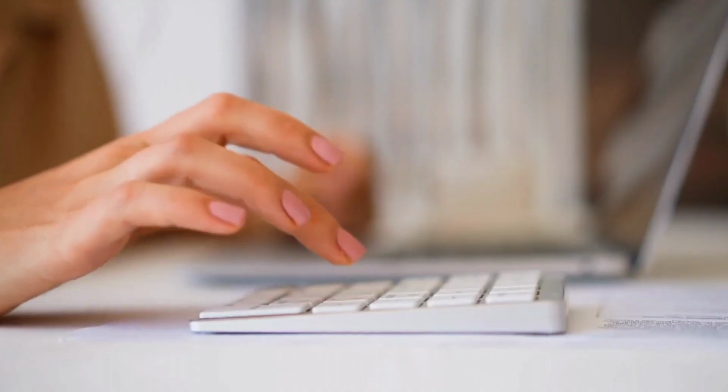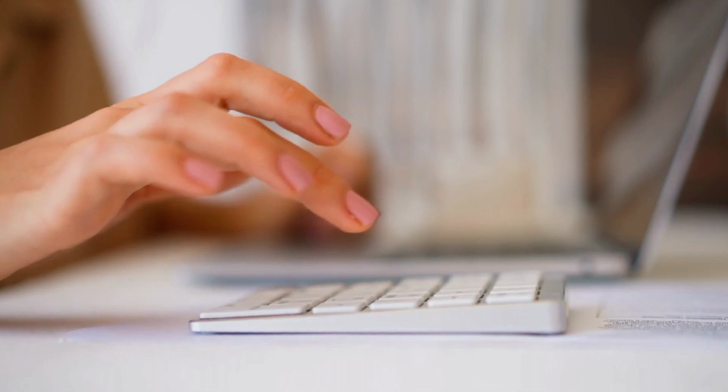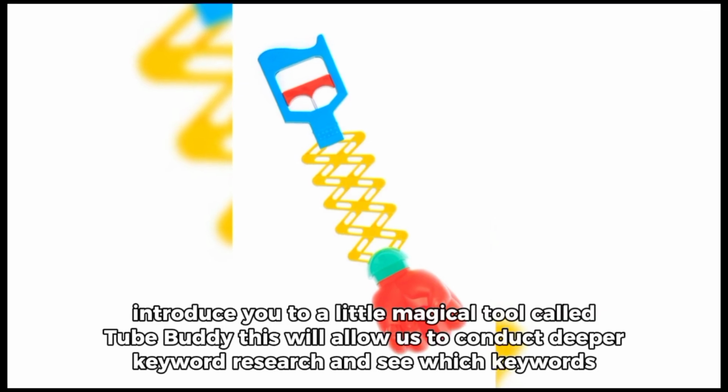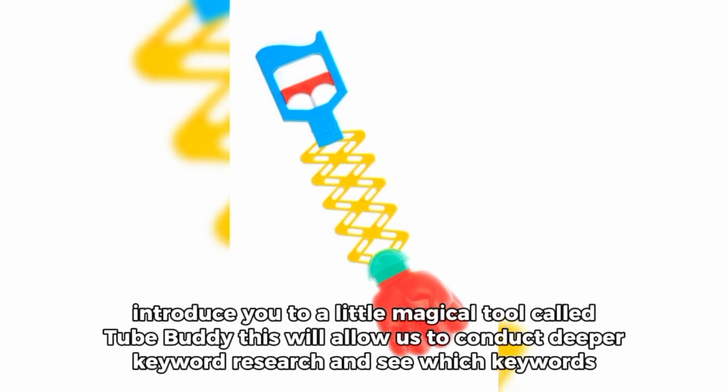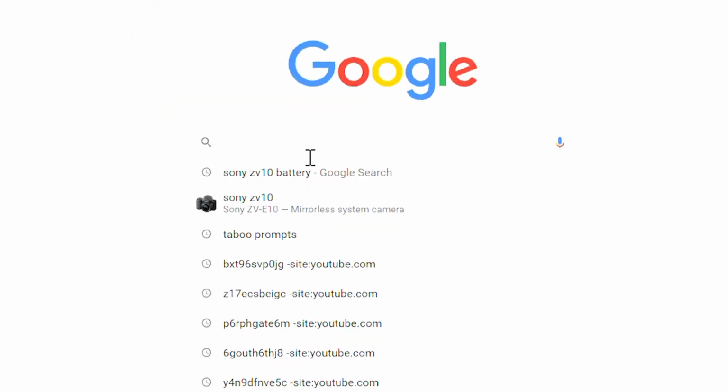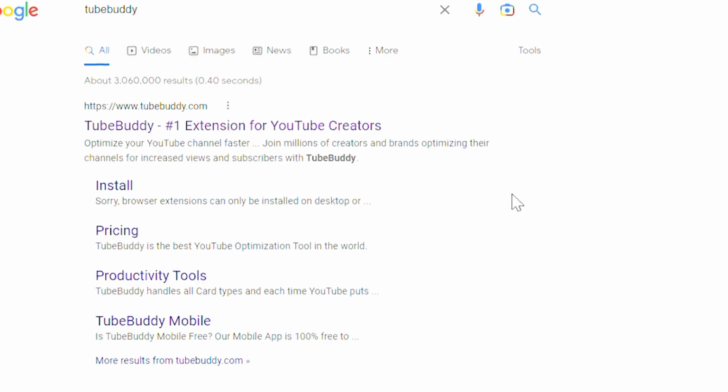So we have a list of different keyword phrases. Where do we go from there? Let me introduce you to a little magical tool called TubeBuddy. This will allow us to conduct deeper keyword research and see which keywords have a higher search volume with a lower competition.